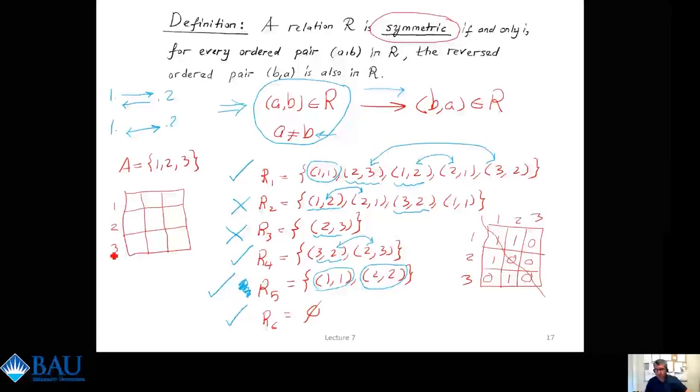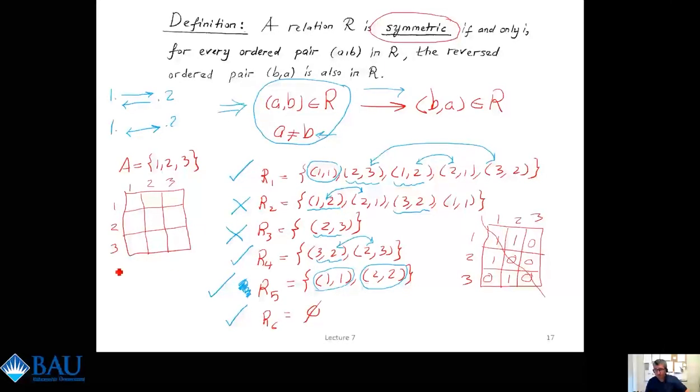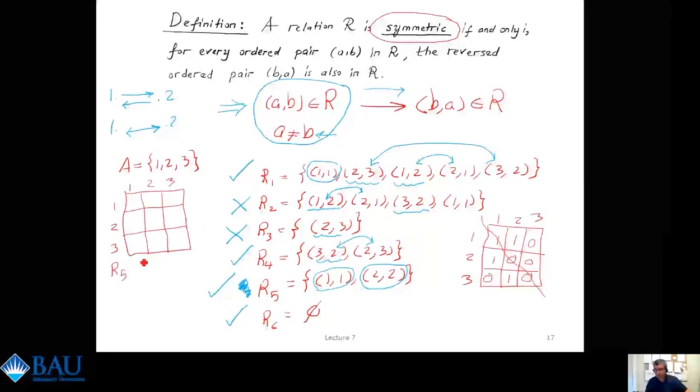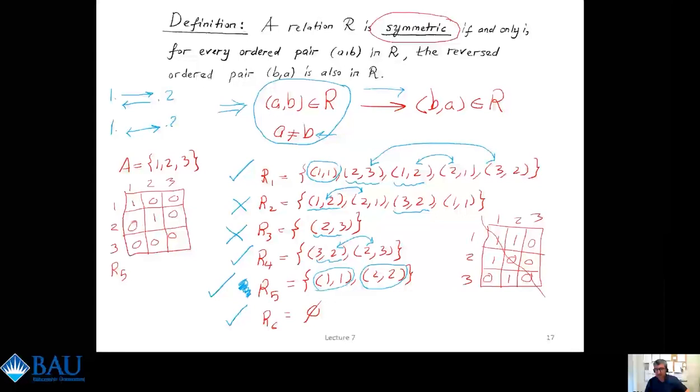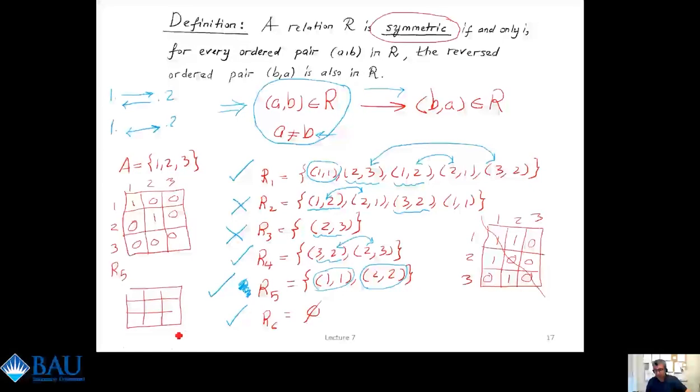1, 2, 3. 1, 2, 3. I'm drawing R5. We have a 1, 1, we have a 2, 2. Rest, all of them are 0. Can you see? This one is still symmetric. And also about R6. This is R6. Look at the right. All of them are 0.